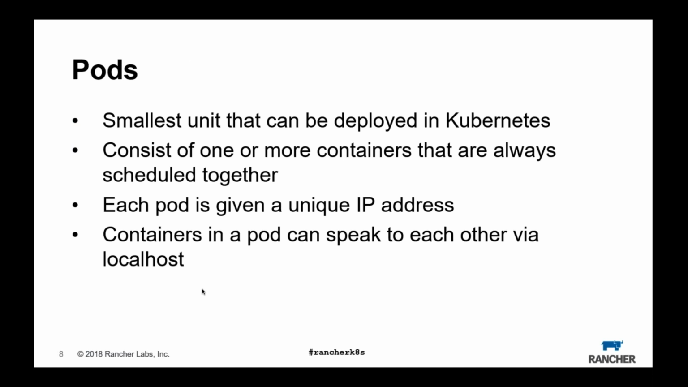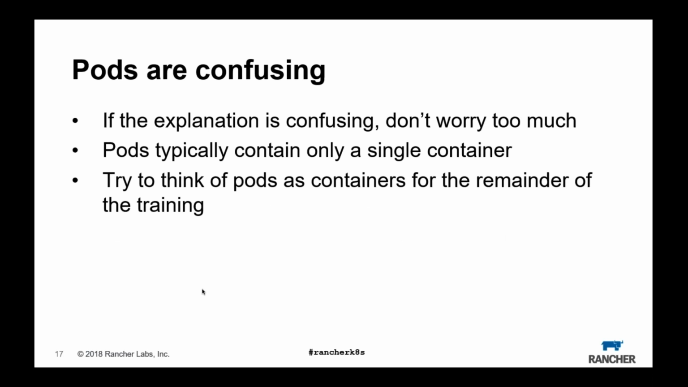A pod is the smallest unit that can be deployed in Kubernetes. It can consist of one or more containers that are always run together. So containers inside of a pod are always spun up together. Each pod is given a unique IP address, and similar to services running on your laptop via localhost, containers in a pod can talk to each other via localhost.